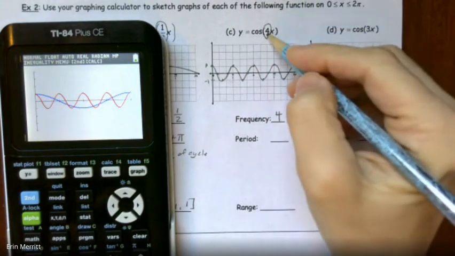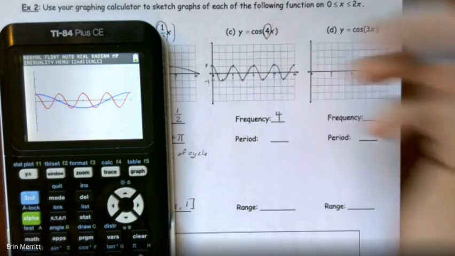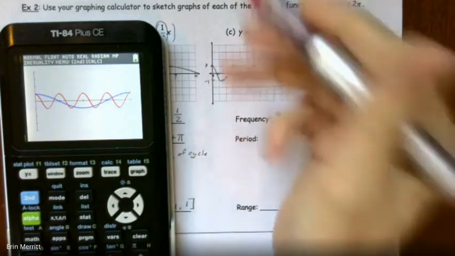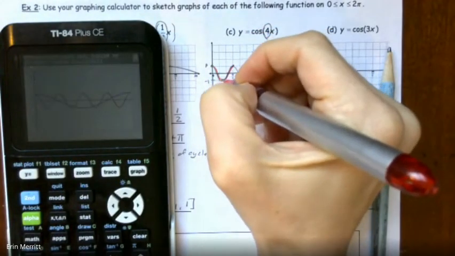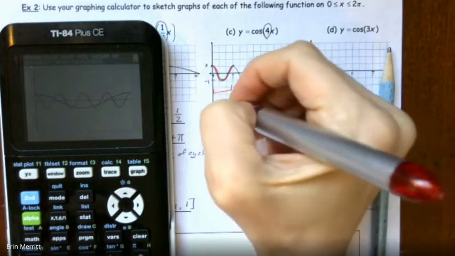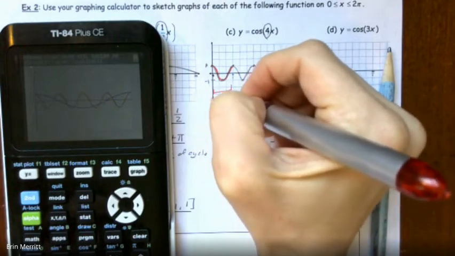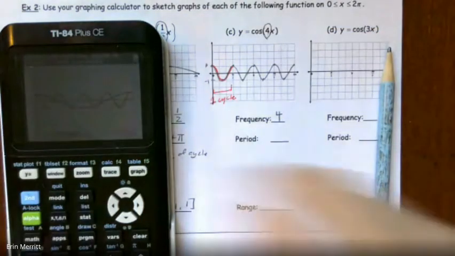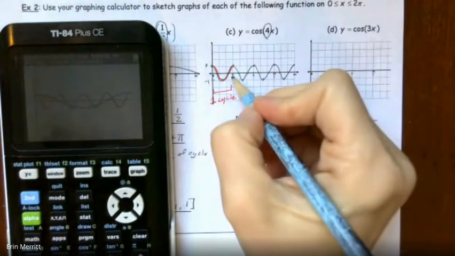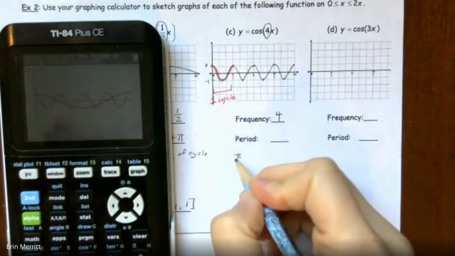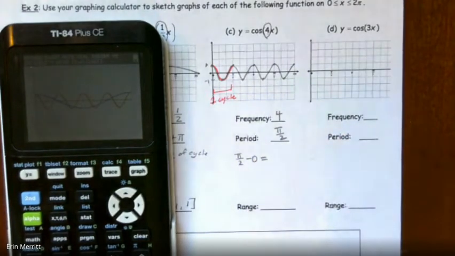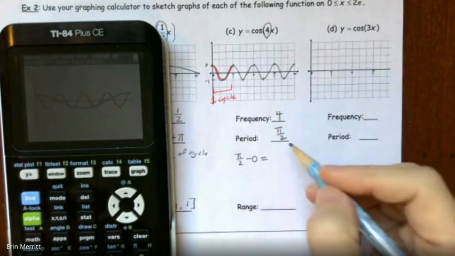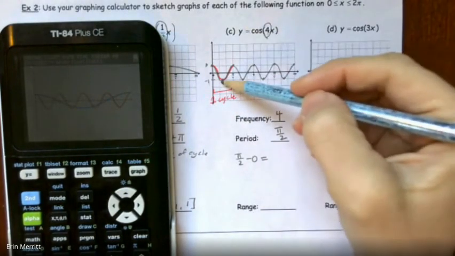All right, what's the period? So the length of 1 cycle, just this, where it starts at the top, drops to the bottom, and comes back up. That is 1 teeny tiny little cycle. So the length of that little itty bitty cycle right there, it's done by pi over 2. So when we do end minus start, that's it. You're done right there. All right. And then the range. Still not changing, -1 to 1.